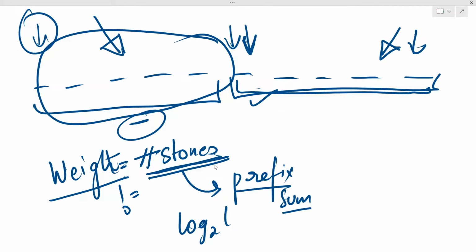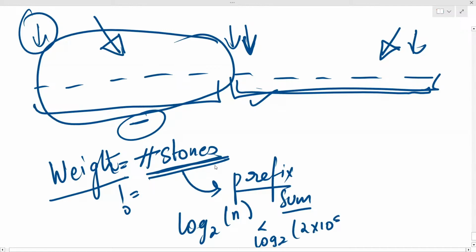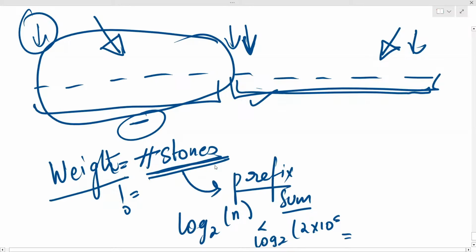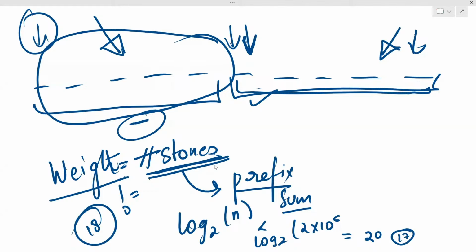Okay. So the number of queries that we'll ask is log 2 n. Here n is 2 into 10 to the power 5. So can anyone tell me what is log base 2 of 2 into 10 to the power 5? Just quickly. I think it will be around 26. No, around 20. Can anyone check? Yeah, 17 point something. So it's actually 18. So in 18 queries, we'll know our answer.